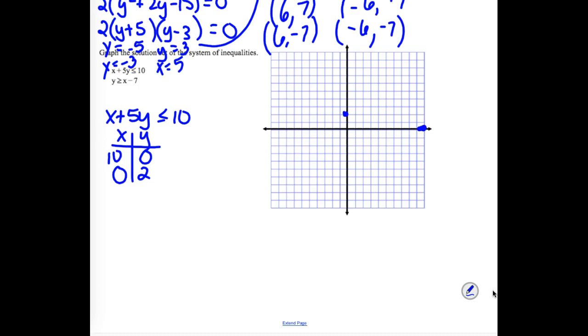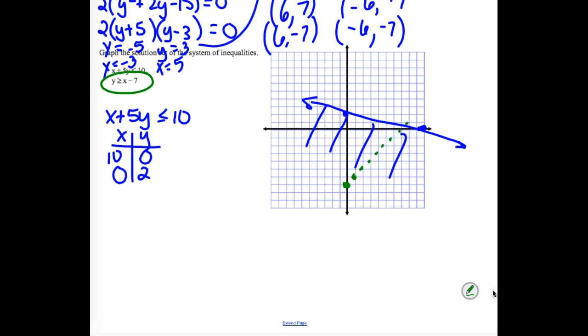Will it be solid or dotted? All right, so we've got a solid line going through there. Shading. Does the origin work in that equation or in that inequality? So I'm shading towards the origin. Okay. Second one is already in slope-intercept form. So I'm going to start with a -7 intercept, and I have a slope that is +1. So up 1 over 1.